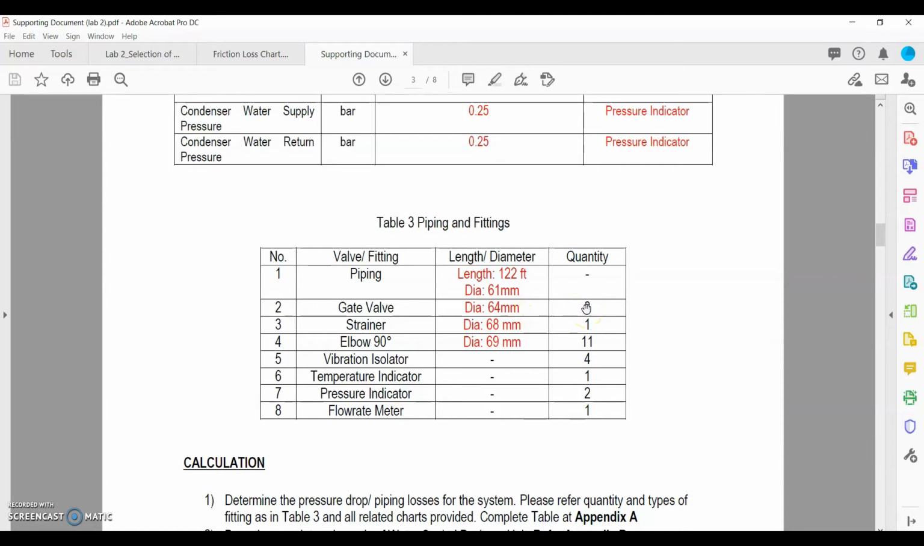You also need to know the quantity of the fittings, such as gate valve 3 units, strainer 1 unit, and elbow 90 degree 11 units. The last 4 items, vibration oscillator, temperature indicator, pressure indicator, and flow rate meter, I didn't give any diameter because these 4 items are not included in the calculation of the piping loss.